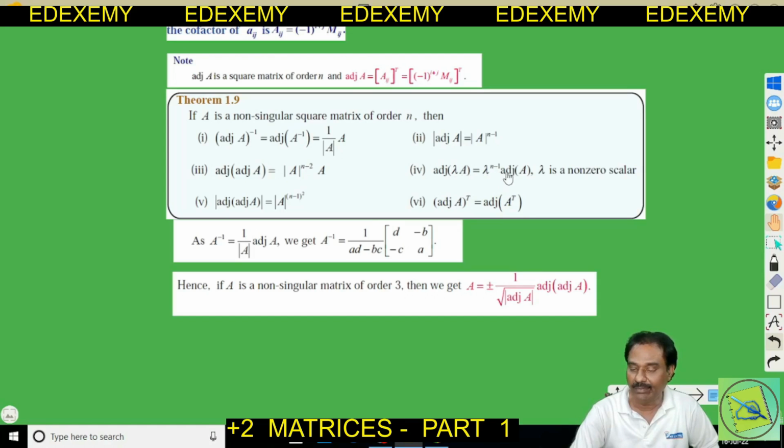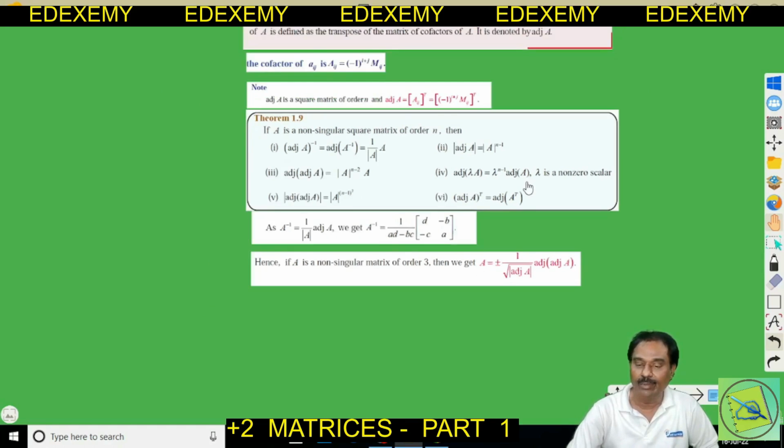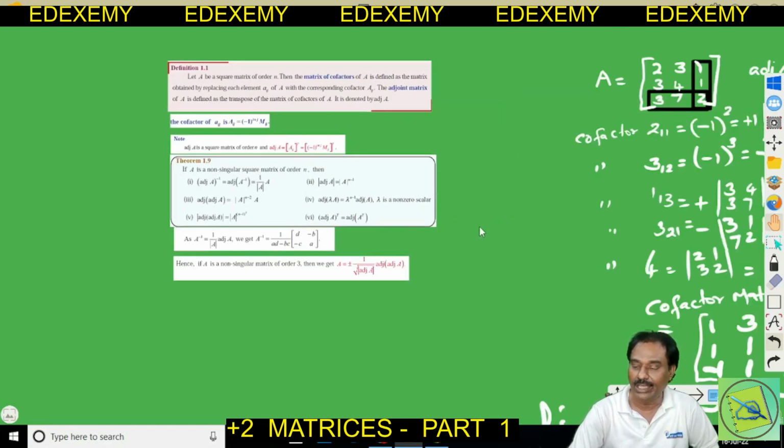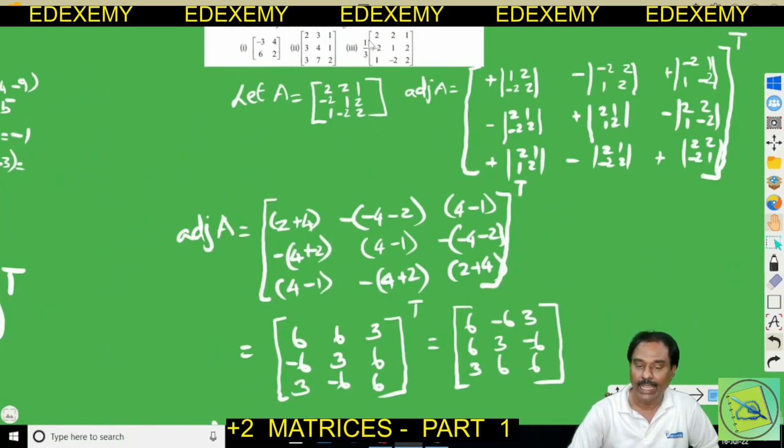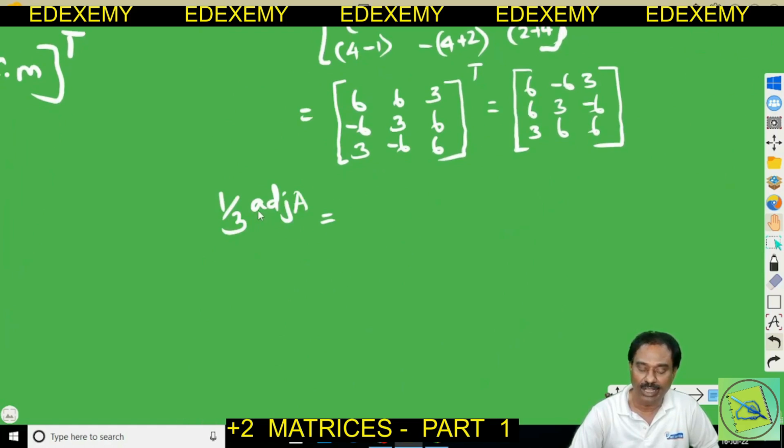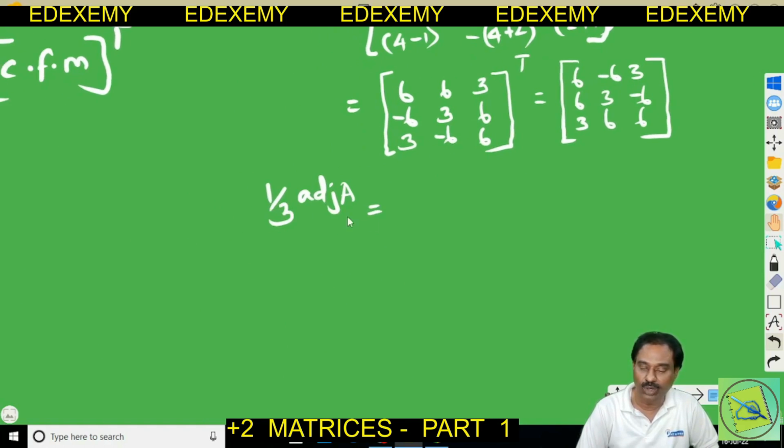Here, the fourth one, adjoint of lambda A. Lambda is a constant. Adjoint of lambda A is equal to, if we take lambda outside, lambda to the power of n minus 1, where n is the order of the matrix, into adjoint of A. Adjoint of a constant multiplied by a matrix is equal to that constant taken outside to the power of order minus 1.